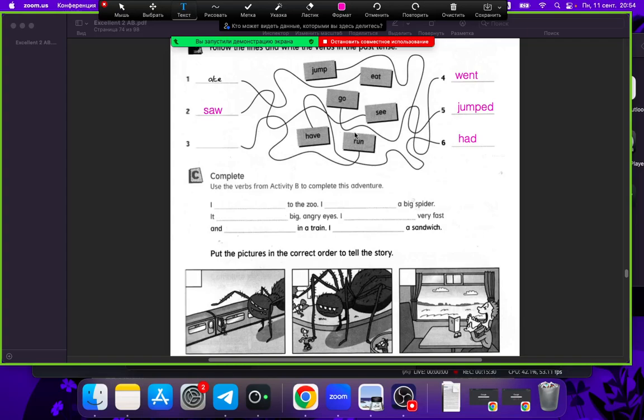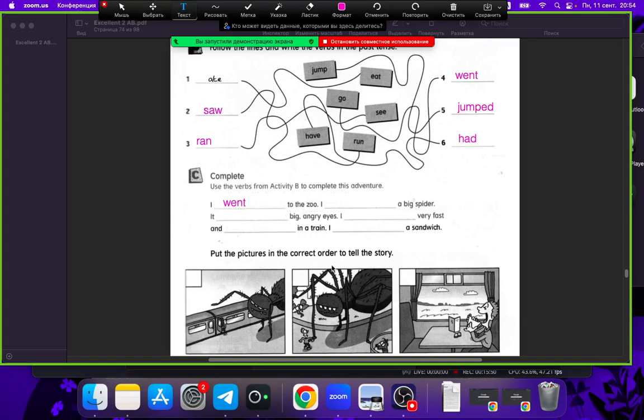And there is one more word. Which one is left? I can't find it. Let me do it like this. And when I was late on Wednesday, I ran to catch a bus. Write down these words. And now we have to use the words to complete this adventure.